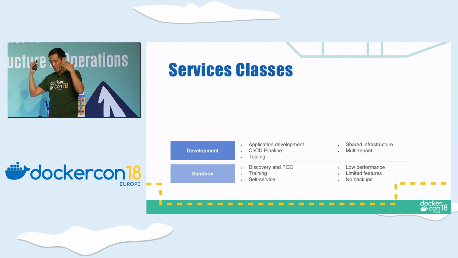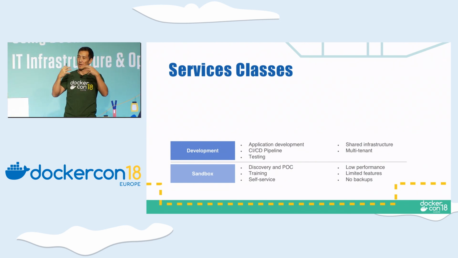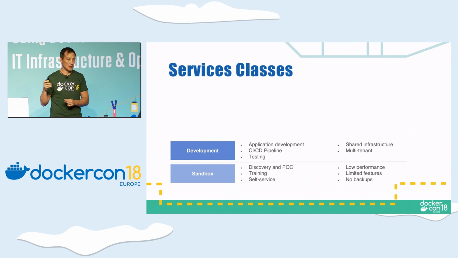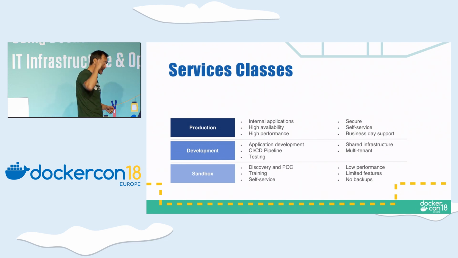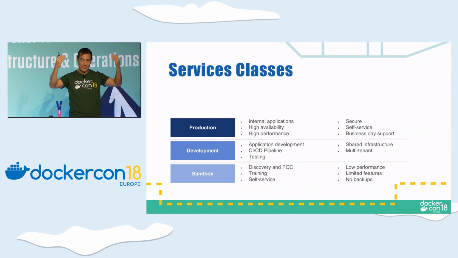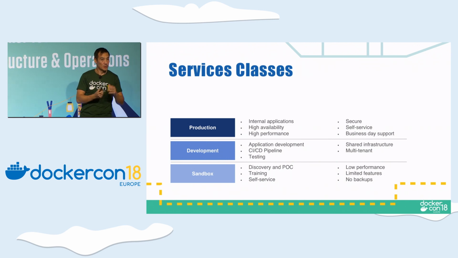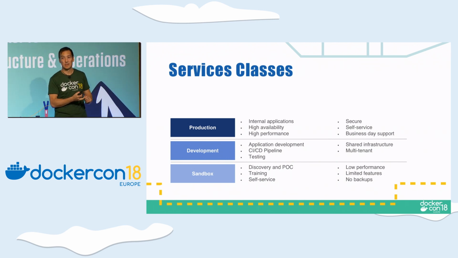The next level above that is a development cluster. This is where your development teams come on board and do all of their building, testing and integration. Once again, it might not need to be completely secure, but they will be functionally isolated. The next level above that is production. At first you might want to just do internal facing applications, so it doesn't have to be as secure. But you do want it to be highly available and high performance, and you can offer, let's say, business day support to your internal customers.